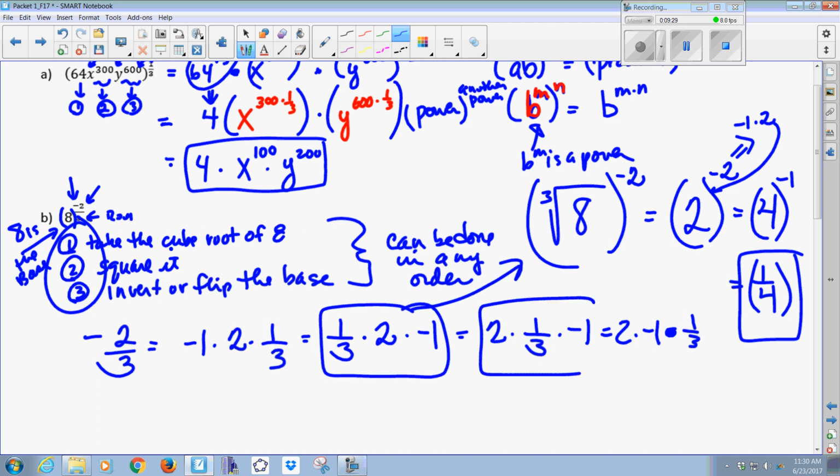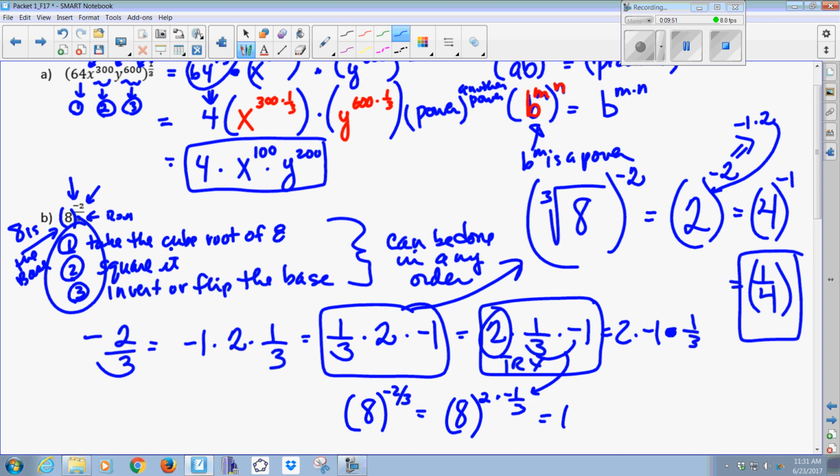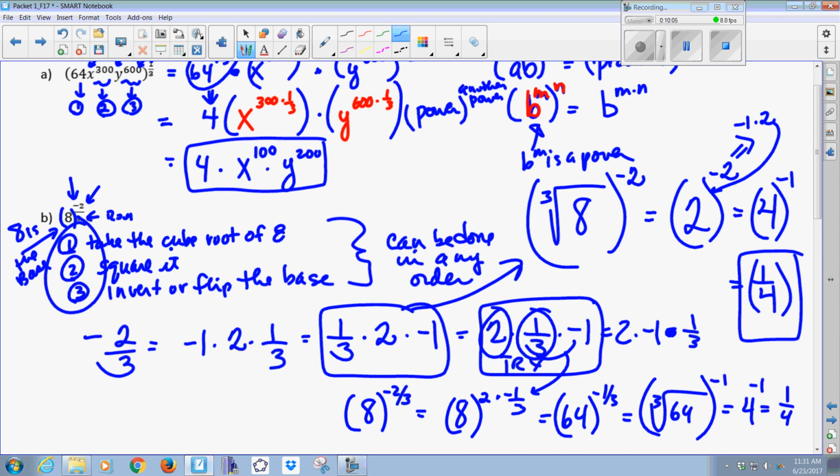Let's do this one. Let's suppose we square it first. Let's try this one. So 8 raised to the negative 2/3 power. If we follow this rule, it's the same as 8 squared times negative 1/3. We're going to do this part first, and here's the exponent left. So if I square 8, I get 64. And now I want to apply the cubed root of 64 and then flip it. That's 4 to the negative 1, which is 1/4. So you see, it doesn't matter which order you do it in.